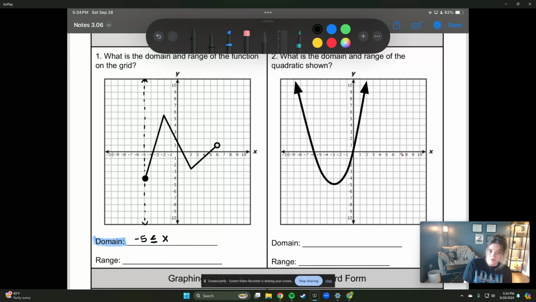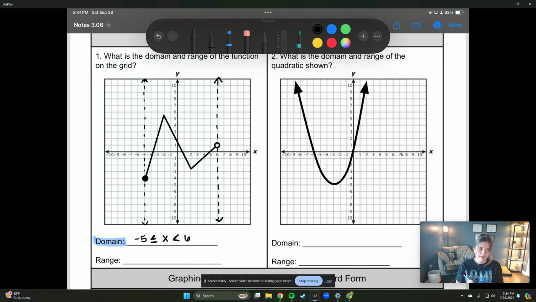Now, it goes all the way to 6 right here, +6. But what's different? This dot here is open, so it's not equal to, it's just these x values are less than 6. Okay, so there's my domain.